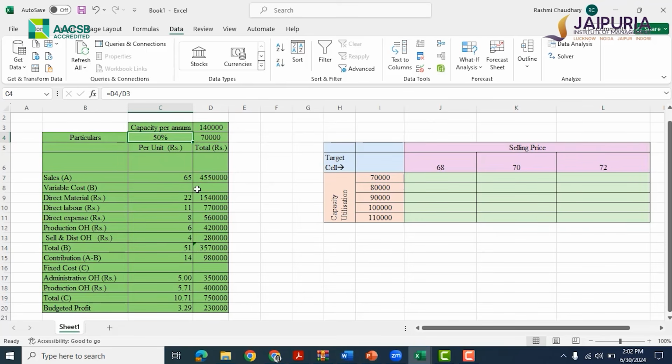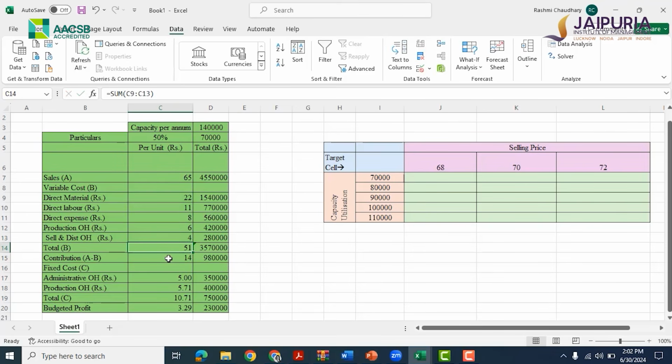So just having a quick look, sales is 65 rupees per unit. So for 70,000 unit, it comes out to be 45,50,000. The variable cost is divided into 5 components, that is direct material, direct labor, direct expenses, production overheads, and selling and distribution overheads. The total variable cost comes out to be 35,70,000 rupees, that is 51 rupees per unit.